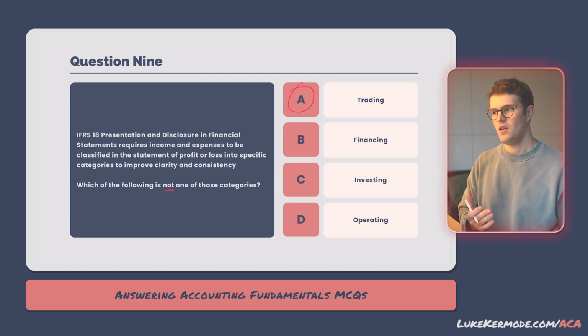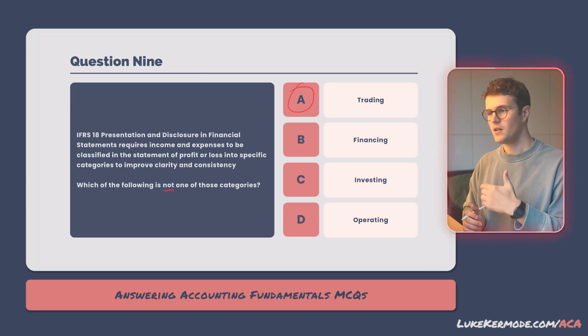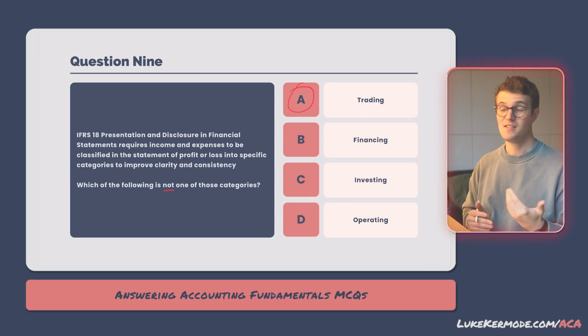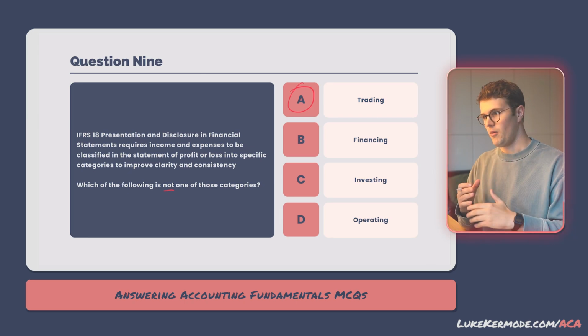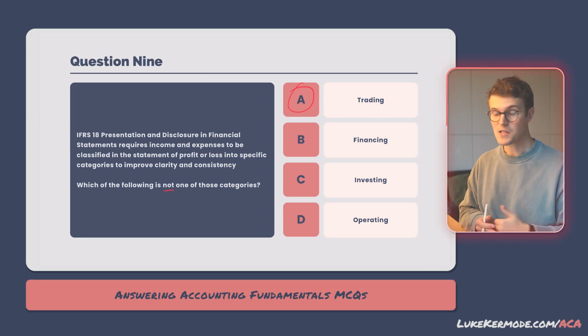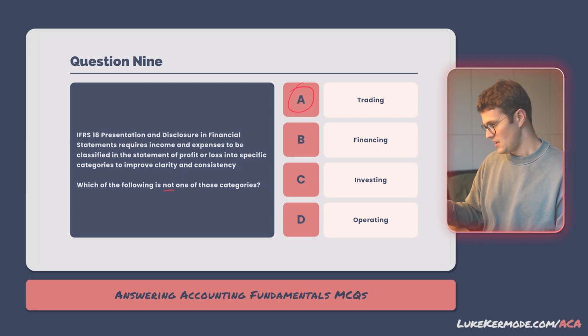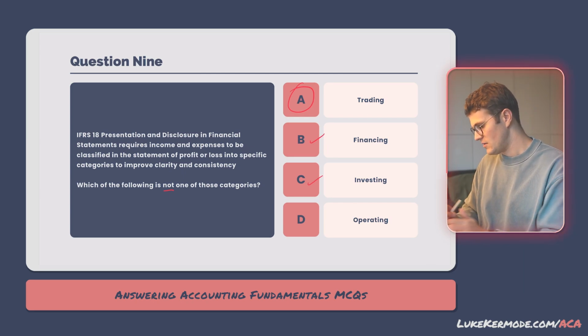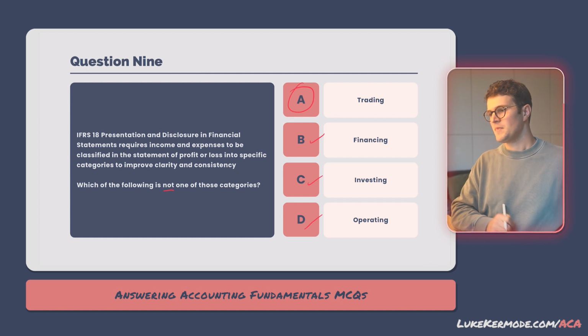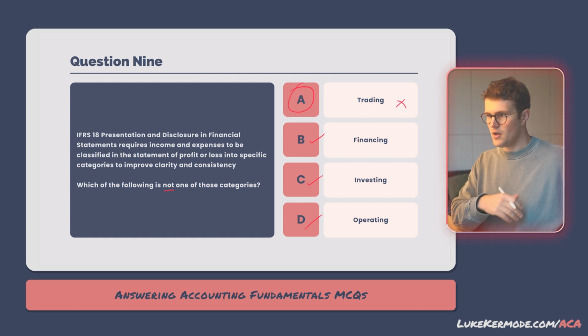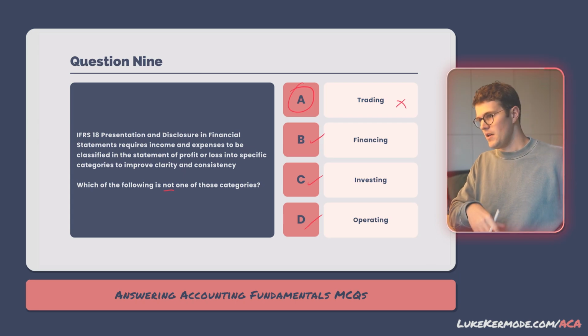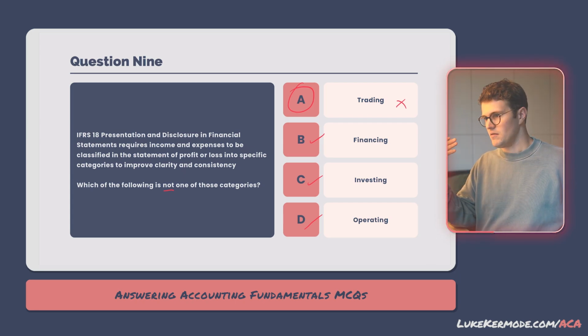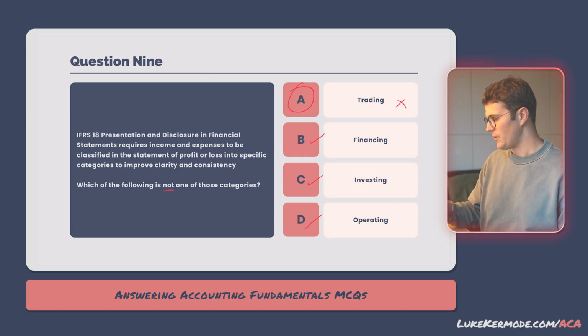Under IFRS 18, income and expenses must be grouped together into prescribed categories. So you've got operating, which covers the main revenue generating activities that the entity undertakes. Investing, which includes income and expenses from investments and from the disposal of non-current assets. And you've also got financing, which relates to interest, dividends, and borrowing related costs, so debt costs. Trading is not one of the official categories under IFRS 18. It might be a word we use informally, but it doesn't appear in the standard itself. So the odd one out here on this list is trading, and therefore the correct answer is A, trading.